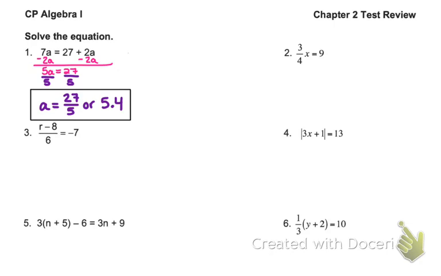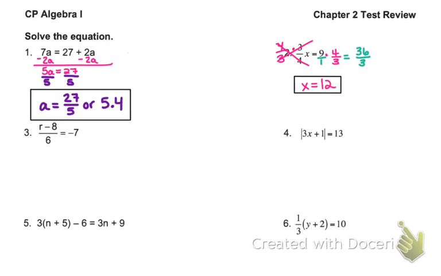For number 2, to undo a fraction that is being multiplied, we multiply by the reciprocal. But whatever we do to one side, we have to do to the other. On the left, they cancel out and we're left with just x. On the right, if we want to do this without a calculator, we're going to put 9 over 1, multiply across the top to get 36, across the bottom to get 3, and then 36 is divisible by 3. We get 12 as our final answer.